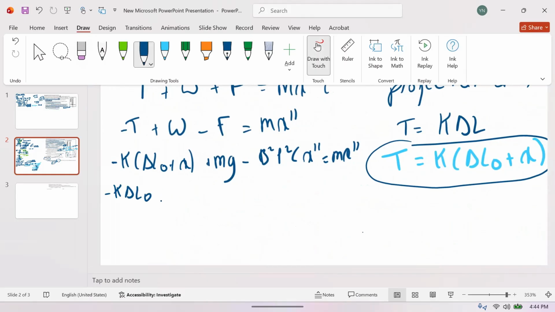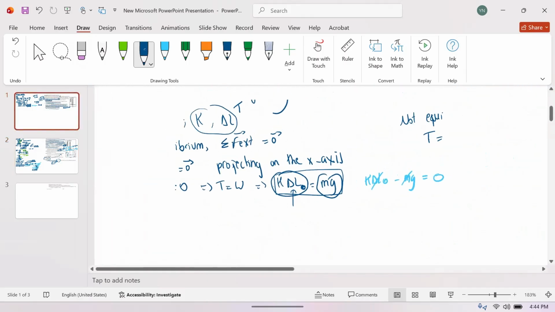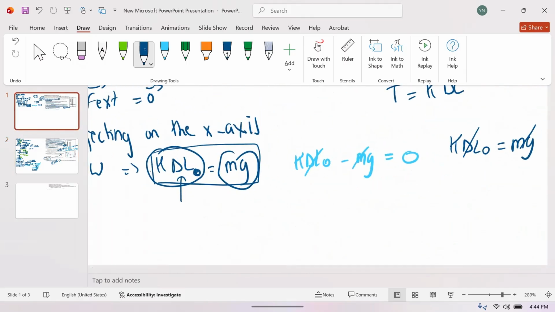Okay, so we will be getting -kx + mg - v²L²c x' = mx''. Now, when I went back to the first question solved, I told you that we have kΔL0 = mg, and this is always applicable no matter what you're working on. Even though it's a condition that we got at equilibrium position, that doesn't mean this equality is not true for anything else. It's true.